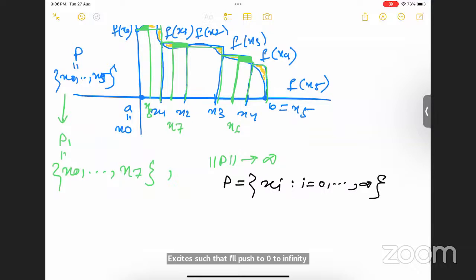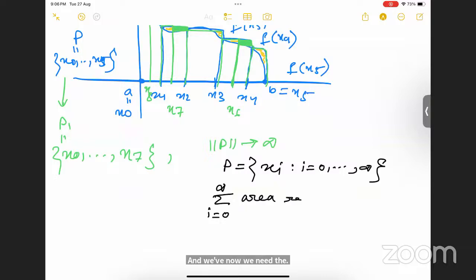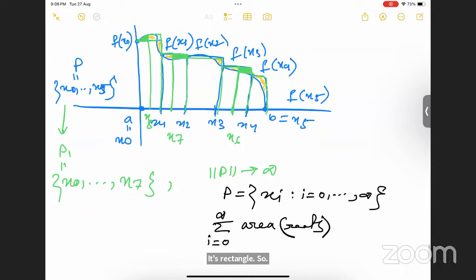Then we are just calculating the area of each rectangle and then adding them, right? So we will add each of the rectangles from 0 to infinity, and now we need the area of each rectangle. What is the formula for the area of a rectangle? It's length into height, right?